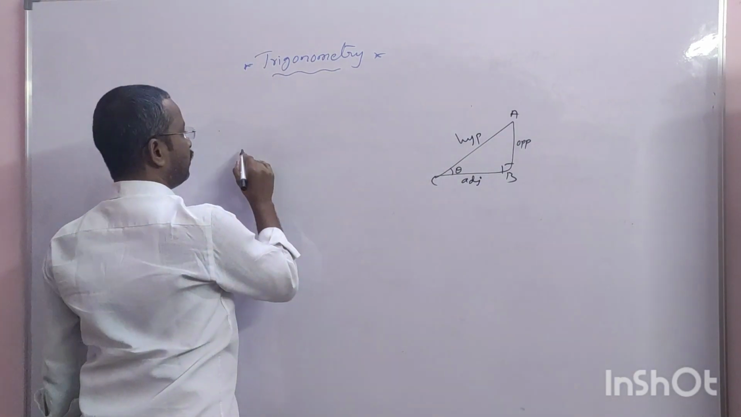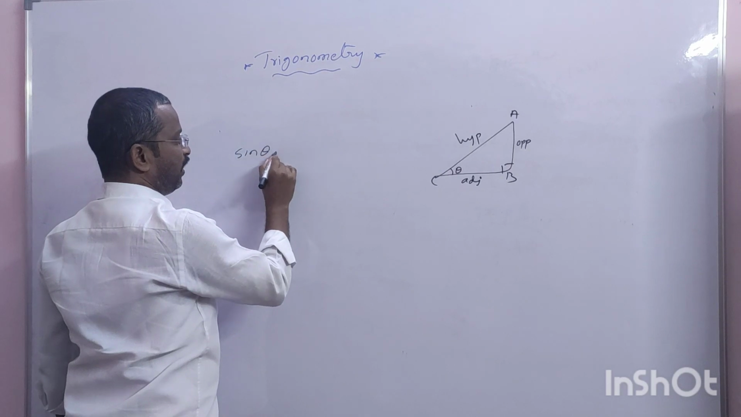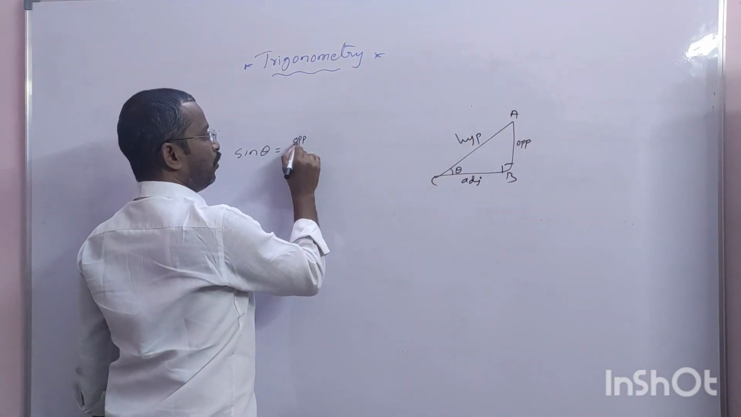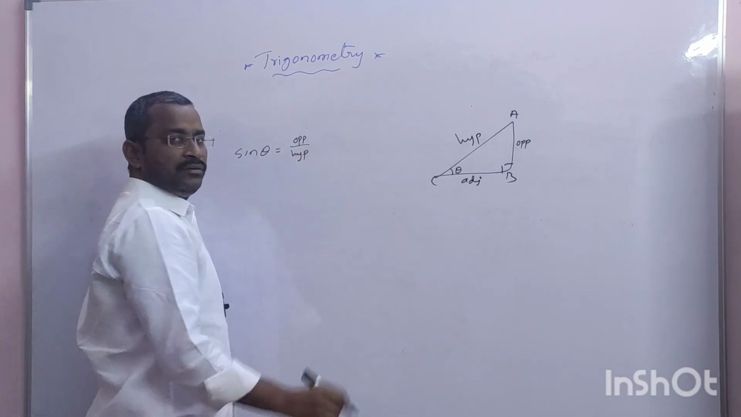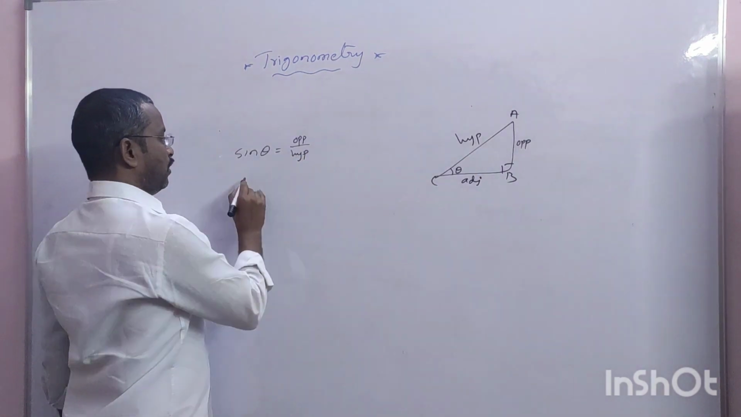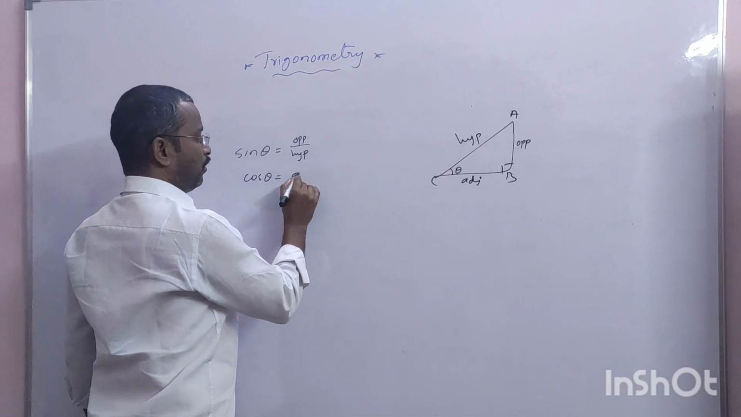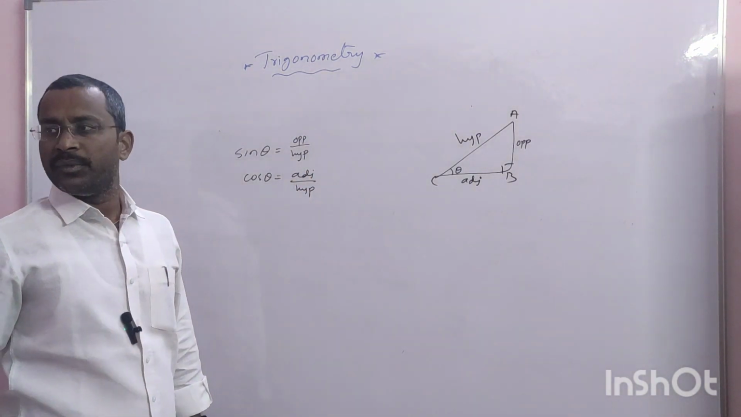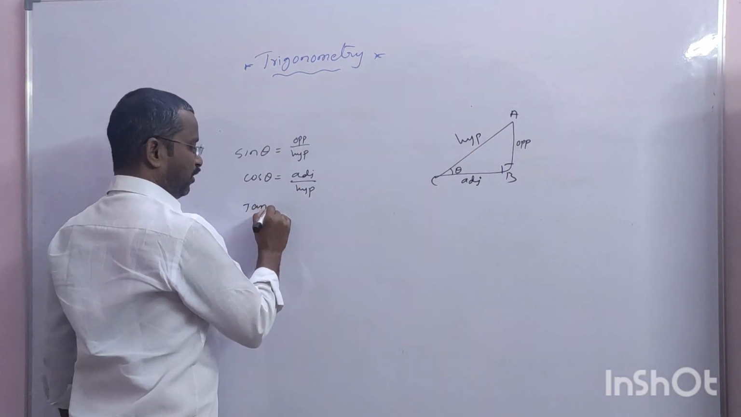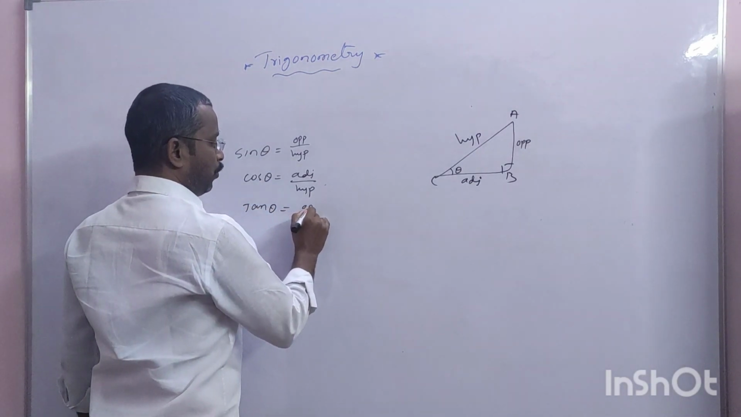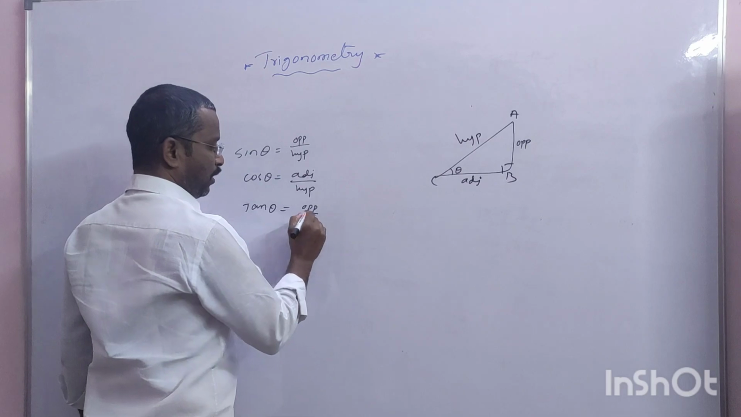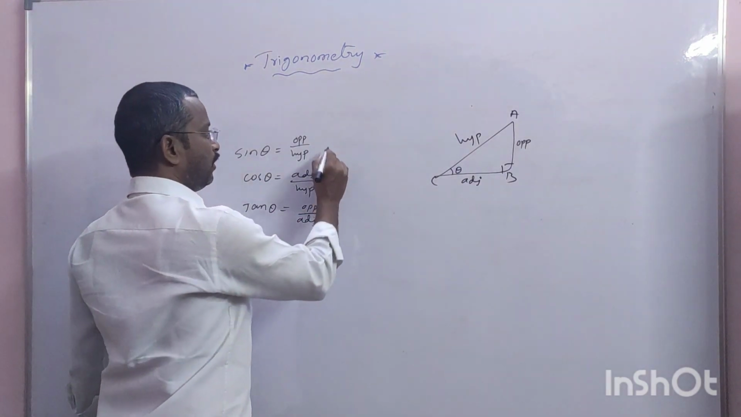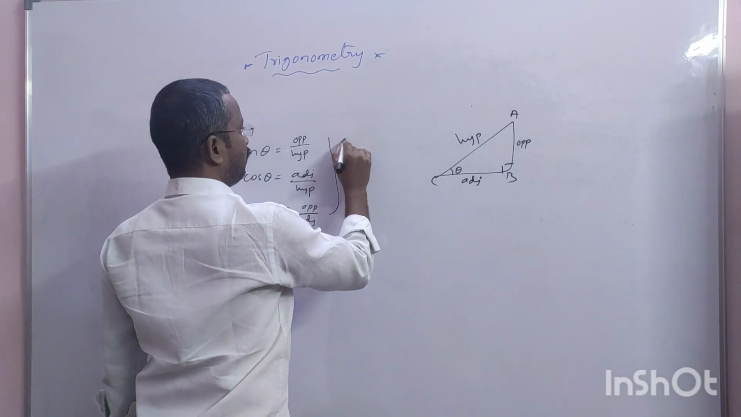I am selecting the sine ratio. Say it as sine theta. Sine theta is equal to opposite by hypotenuse. Cos theta is equal to adjacent by hypotenuse. Tan theta is equal to opposite by adjacent. These are the main 3 ratios, and now the reciprocal ratios.